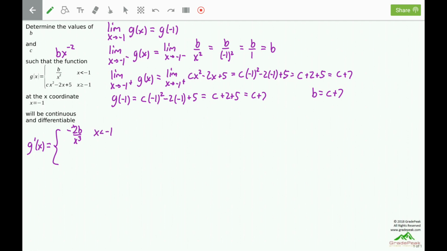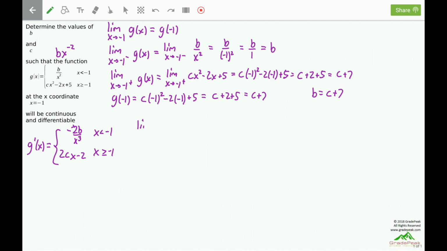The derivative of the second expression will be bring down the power for the first term to multiply it with the c, subtract 1 from the power, and then the -2x becomes a -2, the 5 becomes a 0. And this will be true for x is greater than -1. You can't immediately say it includes -1 because that depends on it being differentiable. But we want to force this to be differentiable, so we will want that to be included, and we're going to find the b and c that make this true.